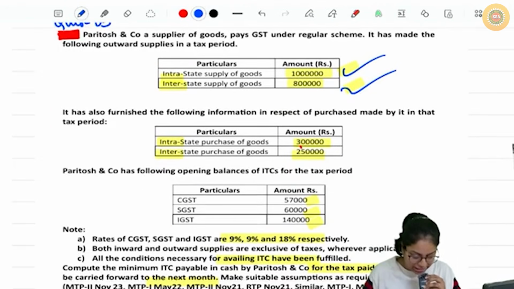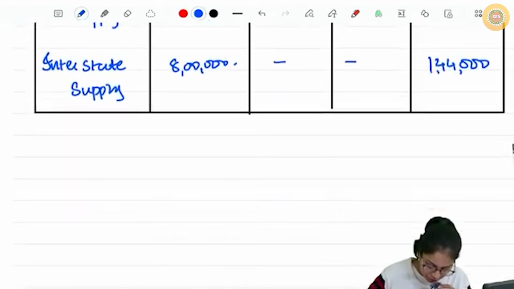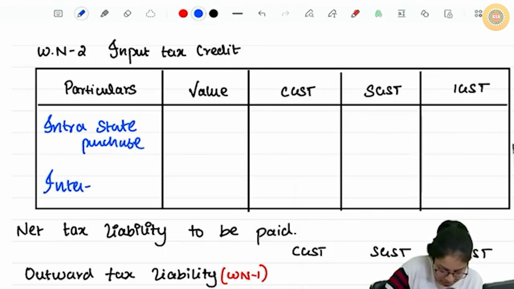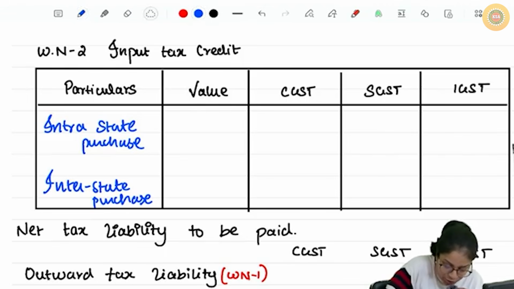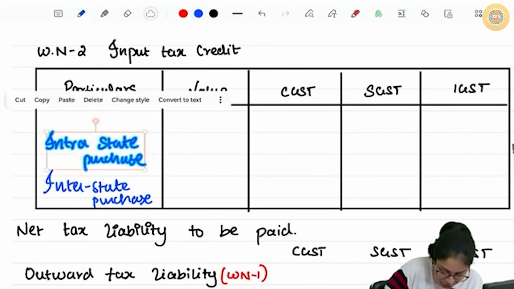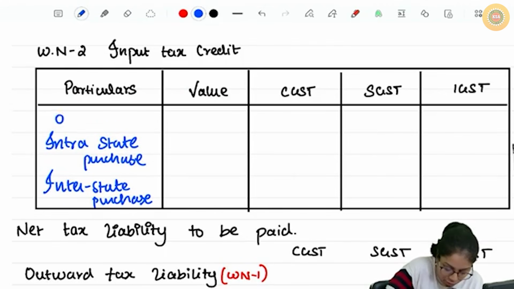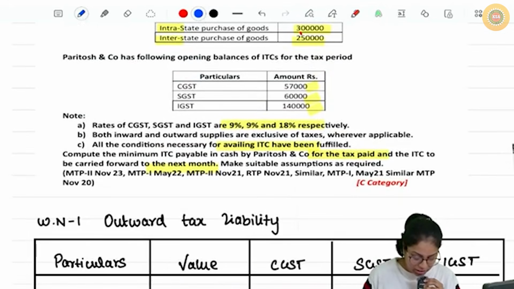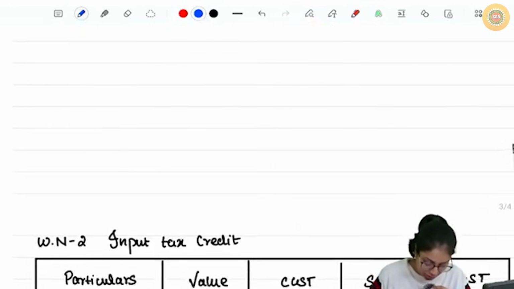Next, moving on to my ITC, that is my working note number 2, which says that intra is 3 lakhs and inter is 2,50,000. So in working note number 2, intrastate purchase, interstate purchase. But before that, I also have an opening ITC, so let me just make some space for that. So here I have opening ITC also. How much is the opening ITC? 57,000, 60,000 and 1,47,000.